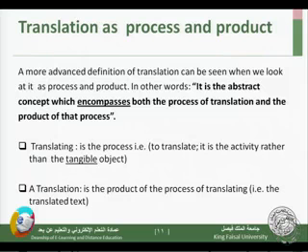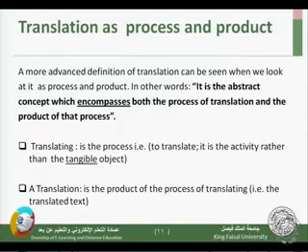A more advanced definition of translation can be seen when we look at it as a process and product. This is a very recent development in translation, and it is very important, and I would like to end my session with this particular point. So translation could be defined as the abstract concept which encompasses both the process of translation and the product of that process. In other words, translating is the process.